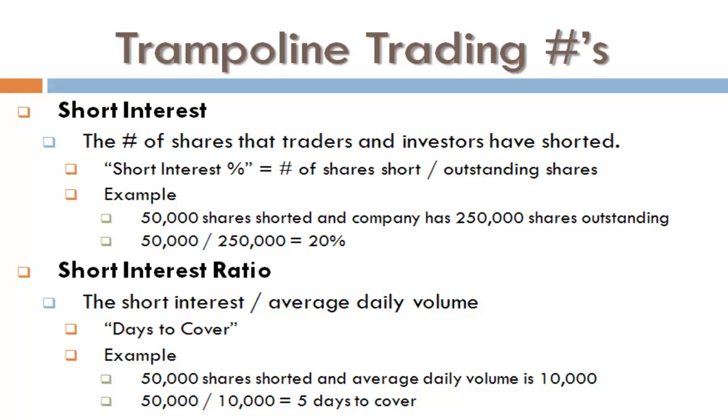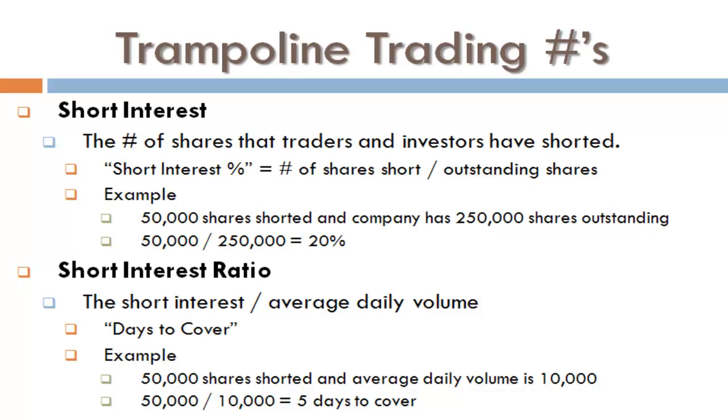So these are the trampoline trading numbers that, again, are going to put the environment and let us know what the environment is. So the first is just the short interest, and short interest means the number of shares that traders and investors have shorted. So again, how many shares have been shorted? That's what the short interest is.